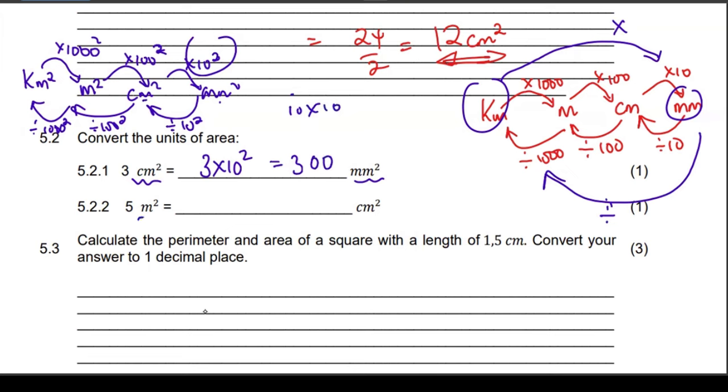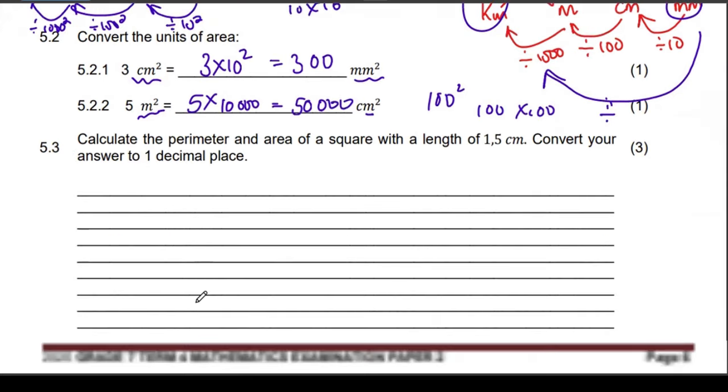And then if we have 5 meters squared to centimeters squared, meters squared to centimeter squared, multiply by 100 squared, which is going to be 5 times 100 times 100, which is 10,000. So that's going to be 50,000 centimeters squared.